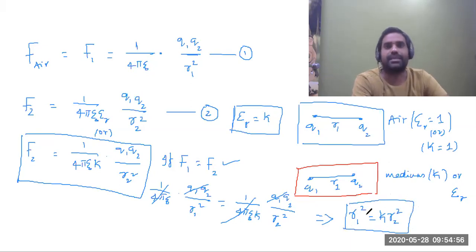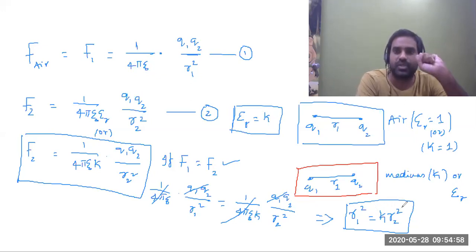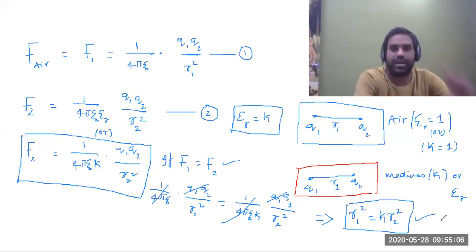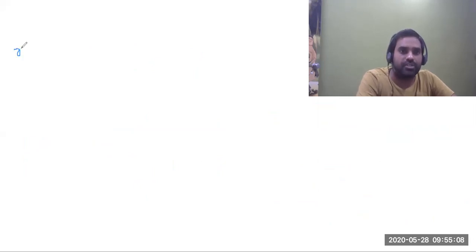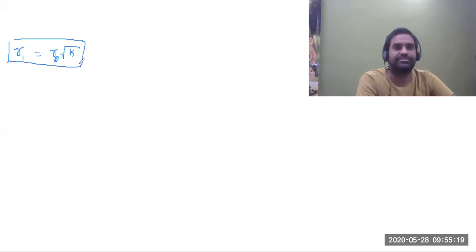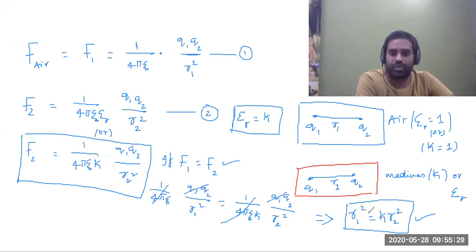What is R1? Separation between the charges in air. What is R2? Separation between the charges in the medium. Now, the same formula I'm going to write on the next page. Therefore, we can also write R1 is equal to R2 root K. R1 is equal to, what do you write? R2 root K. Okay, students? This you can write. See, R1 squared on both sides, so take the square to that side. Then root K into R2.